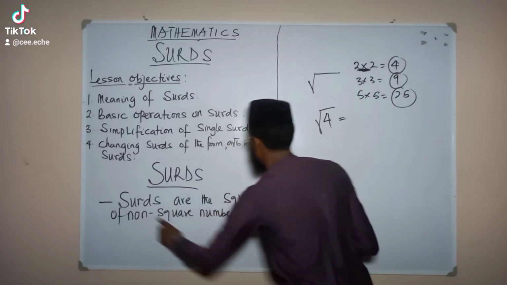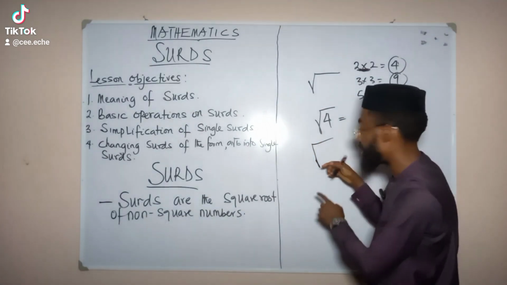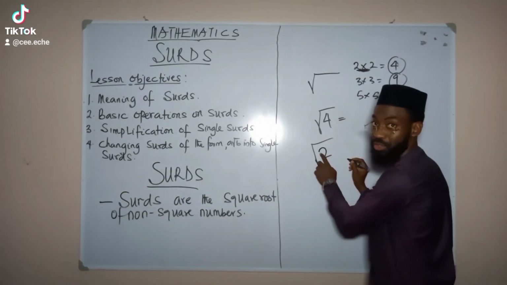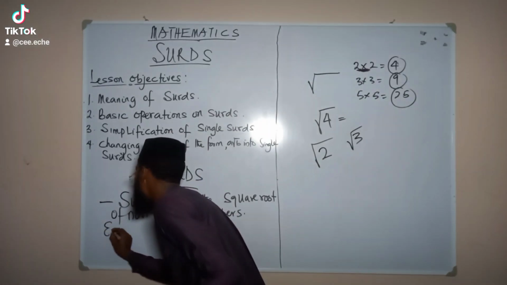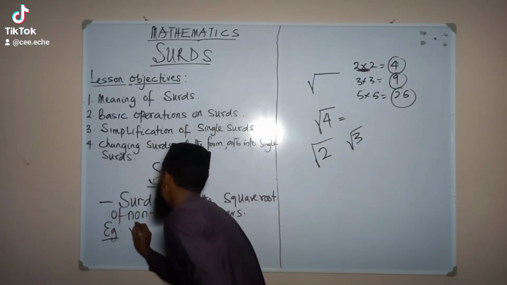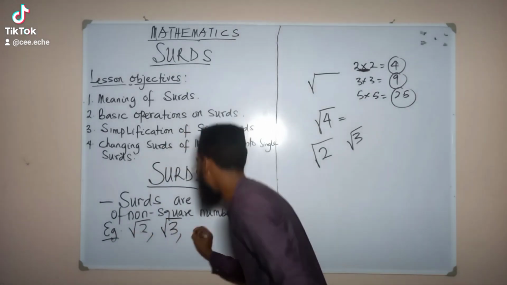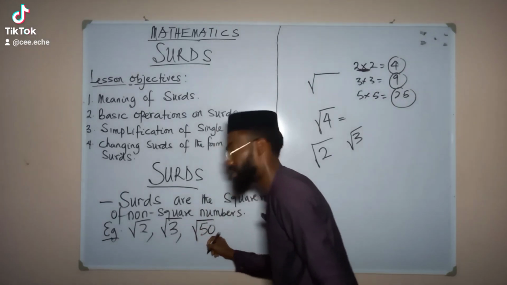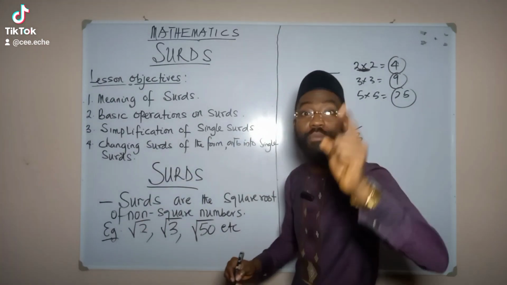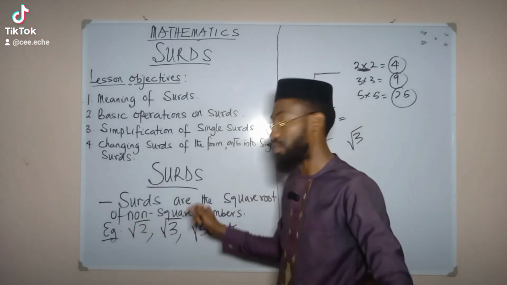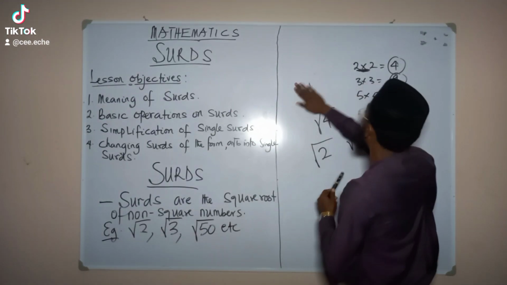Now, in the case of surds, they are the square roots of numbers that are not squares. For example, we have square root of 2. This is not a square number. Square root of 3. This is not a square number. So examples of what I mean are square root of 2, this is a surd. Square root of 3, this is a surd. Square root of 50, this is a surd, etc. As long as the number is not a square number, we refer to the square root of those kinds of numbers as a surd.